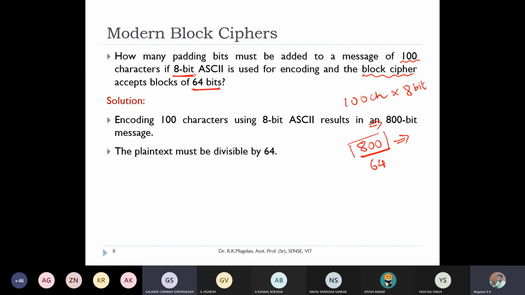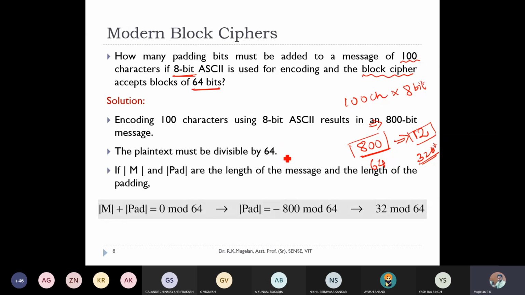So we'll have to add 32 bits and then it will be 13 blocks. Yes, perfect. You directly jumped to the answer, but generally you will be having 12 blocks, each of 64 bits, and the 13th block will be left with only 32 bits. So I have to add another 32 bits to make it a 64-bit block. So the condition is that the size of the message plus padding should be congruent to 0 mod 64. So the padding is nothing but minus 800 mod 64, which gives me 32 as my answer. So this is how modern day block ciphers work.